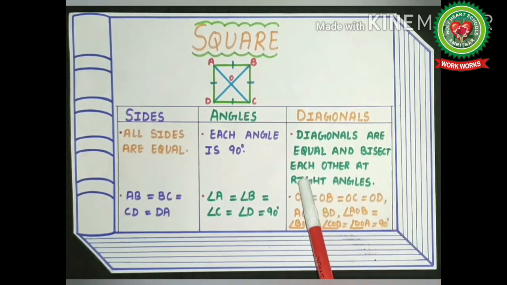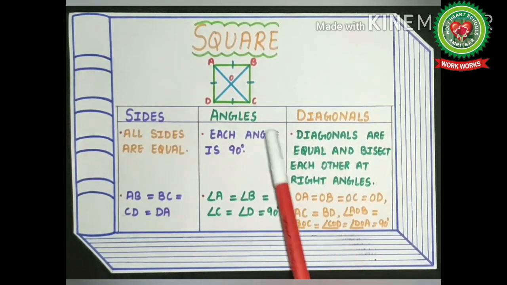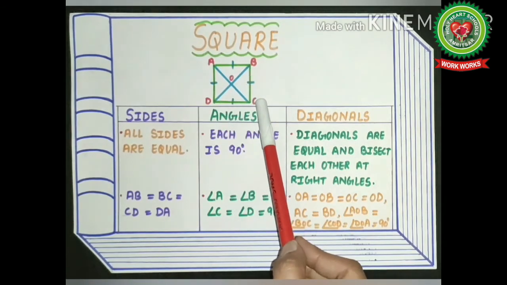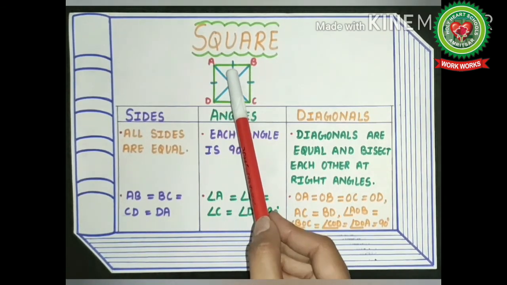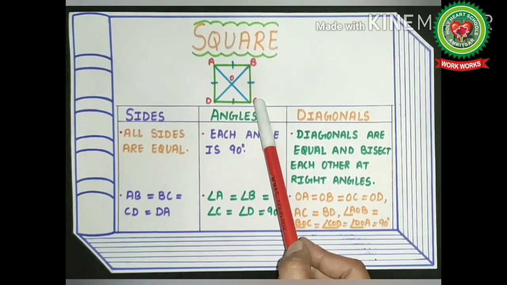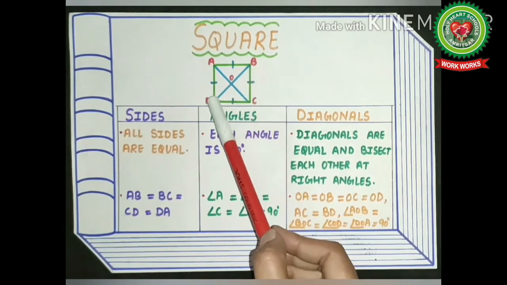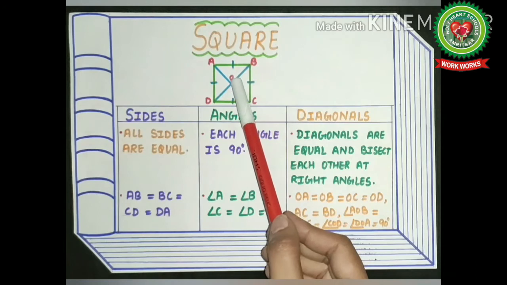Next, bisect each other. Bisect means O is the midpoint of AC. That means OA is equal to OC. O is the midpoint of BD. So OB is equal to OD.